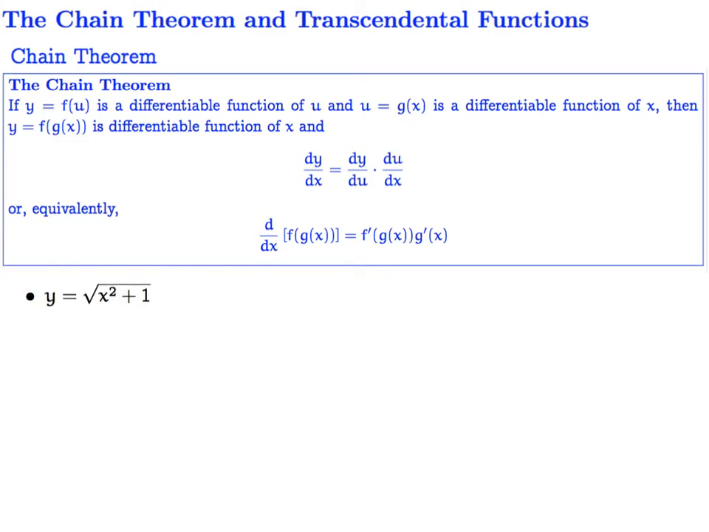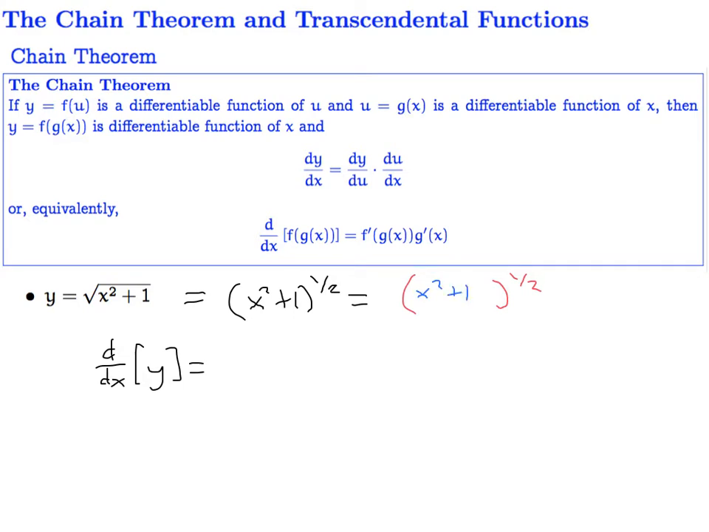Sometimes when we look at examples, we'll want to do some rewriting first. So the thing to remember is that we can rewrite this as x squared plus 1 to the 1/2. That's all that square root symbol means. And so now when we take the derivative of y, we again use the chain rule. So the outside function we can recognize here as being the 1/2 power, whereas the inside is the x squared plus 1.